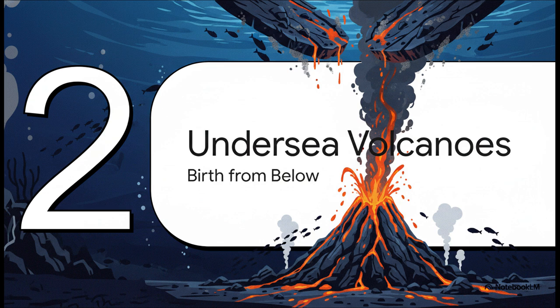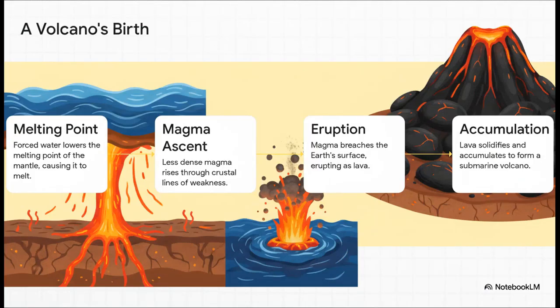of creation. So let's dive under the waves and see how brand new land is literally born from the ocean floor in the form of submarine volcanoes. You can think of the creation of an undersea volcano happening in four main stages. It all starts deep in the mantle when rock begins to melt. Then, that molten rock, we call it magma, starts rising up toward the surface.